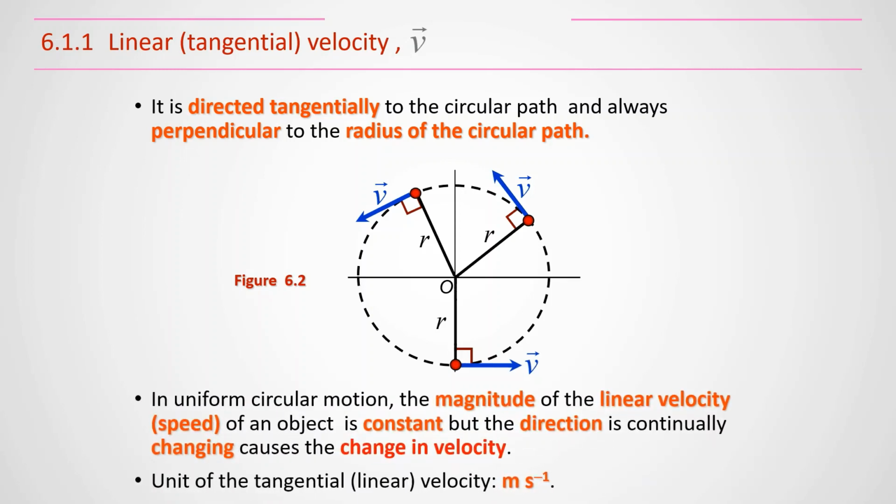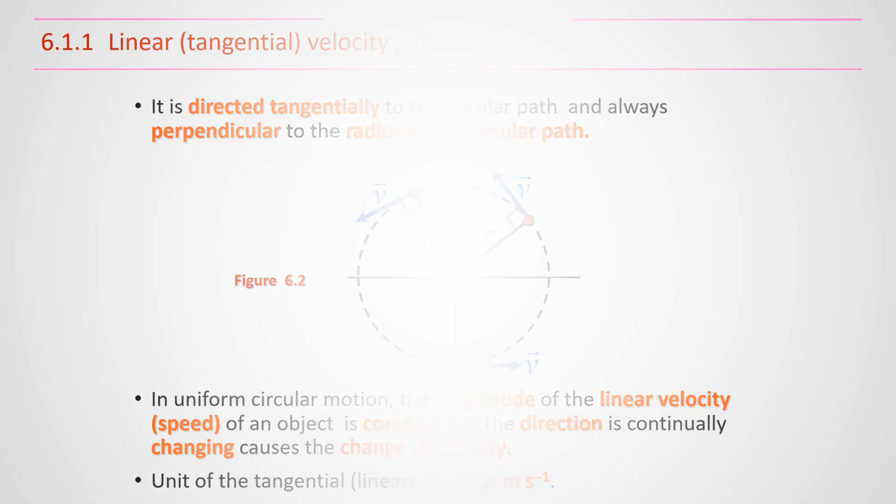This is shown in figure 6.2. Okay, for you to describe uniform circular motion: in uniform circular motion, the magnitude of the linear velocity of an object is constant, but the direction is continually changing, which causes the change in velocity. And the unit for tangential velocity is meter per second.